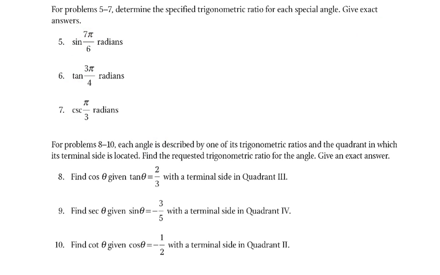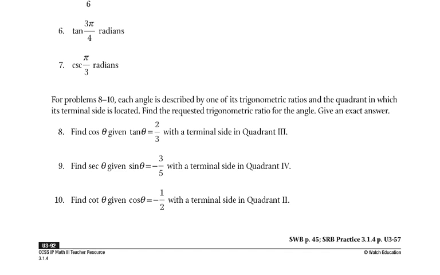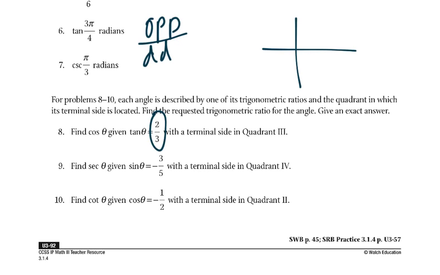Alright, let's take a look at the last 3 now. It says for each angle is described by one of its trig ratios and the quadrant in which its terminal side is located. Find the requested trigonometric ratio for the angle. Okay, so it's kind of the same idea. The difference is they're just telling us a few pieces of information in which quadrant. So the tangent is 2 over 3. Tangent, remember, is opposite over adjacent.